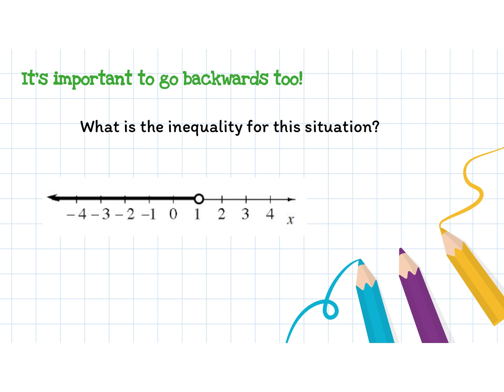Of course, it's important to go backwards too, right? So we're going to write the inequality for this situation. Where do we start? We start by naming what our boundary point is, right? Our boundary point exists right here. It is 1. What we've talked about is we have x on the left and the boundary point on the right. Let me fix that. It's kind of messy. All right.